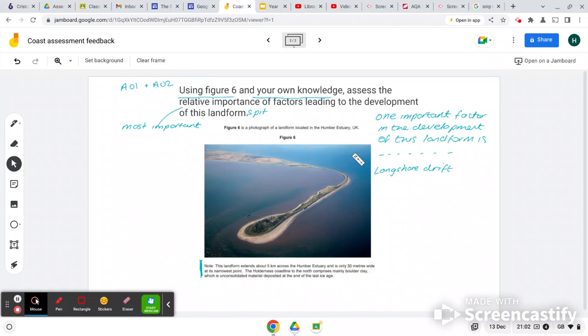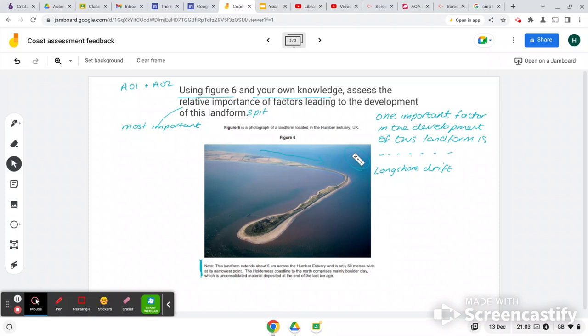So here, if you explain longshore drift, so you say one important factor in the development of this landform is longshore drift, you then go on to explain what longshore drift is, and that explanation would get you an AO1 mark. So you could say that this is the movement of the sediment along the coast. You then need to use the figure in your answer. So here, the waves would be hitting the coast at an angle and then transporting sediment in a southerly direction. You need to use your compass direction here.